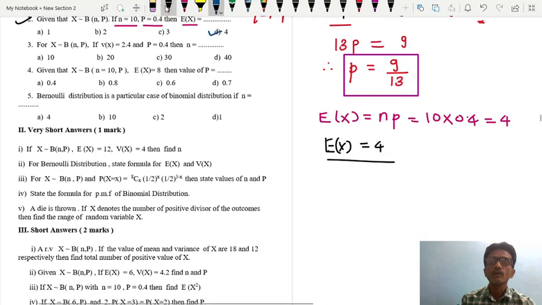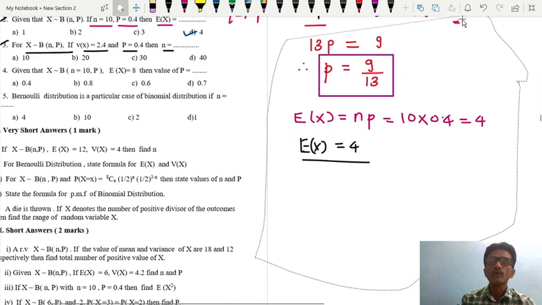Then next question, we attempt the next question, that is 3. X follows binomial distribution with parameter n, p. Variance is given, probability is given, and n is to be found out here. So variance is given, p is given, and n is to be found out over here.